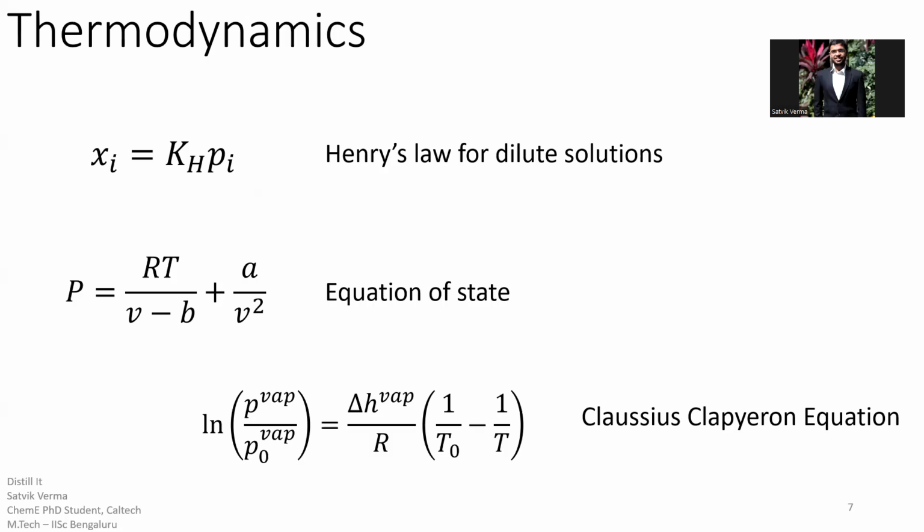So we have one simple equation of state, which is the van der Waals equation of state. The van der Waals equation of state brings a pressure correction and a volume correction into the picture. The pressure correction is this term, A by V square, and the volume correction is this term, minus B. So these terms are responsible for the non-ideal behavior at a moderate or higher pressure.